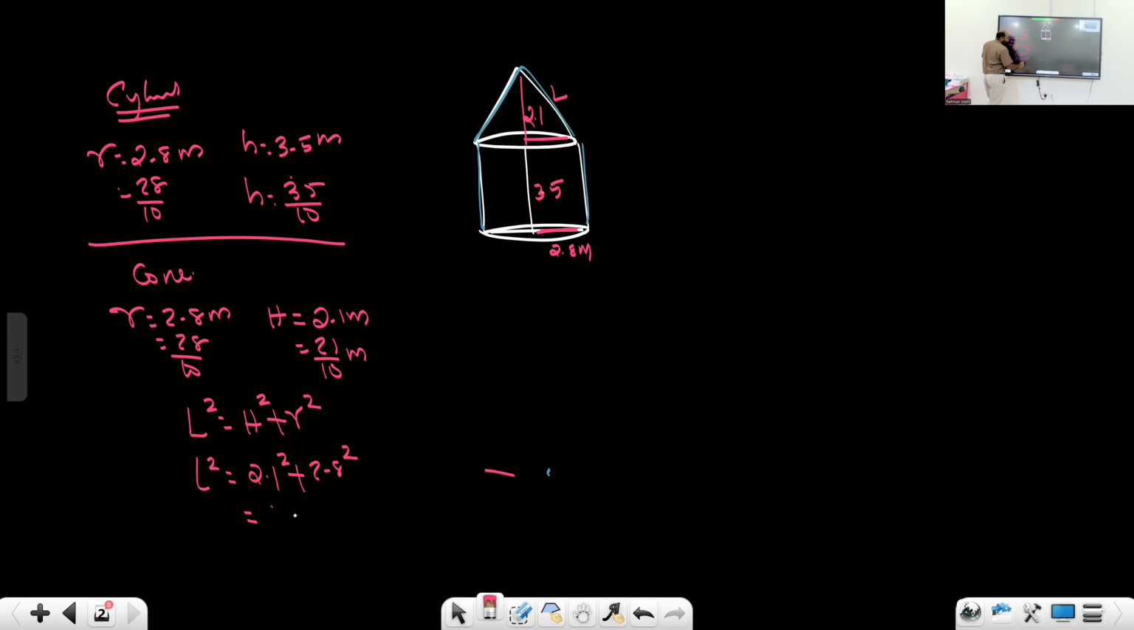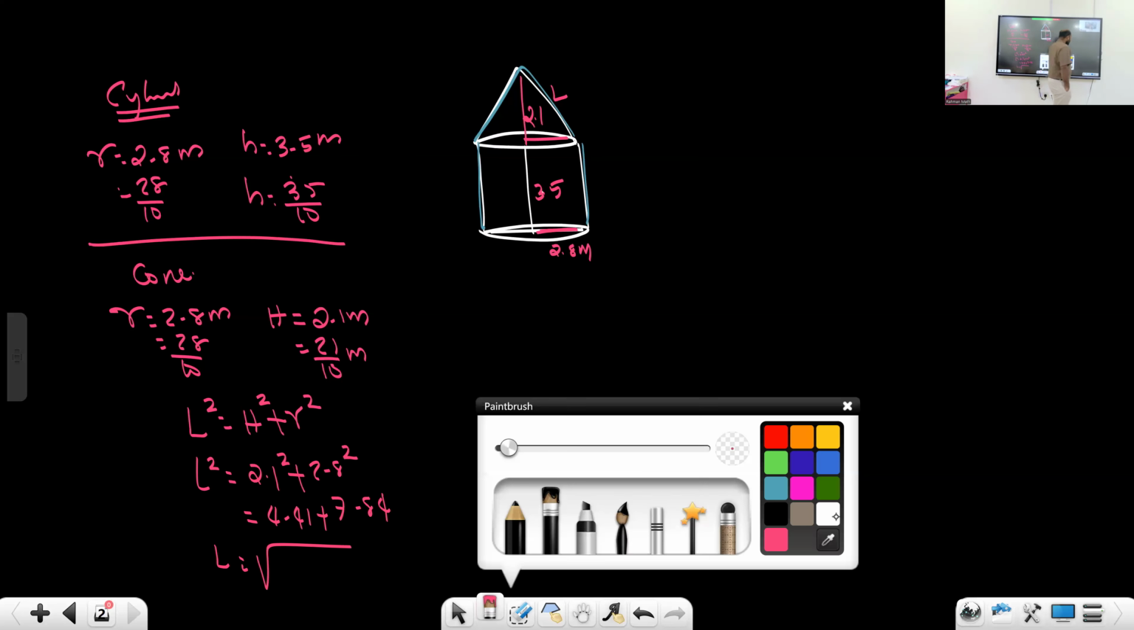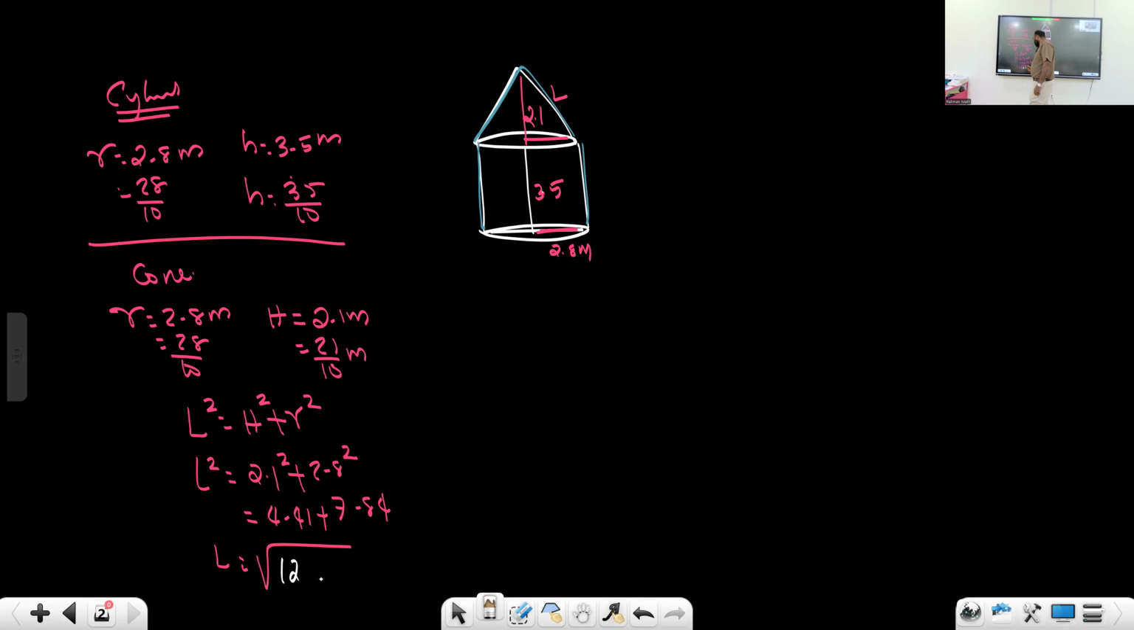This is 4.41, 7.84. L equal to root of, add it. L equal to root of how much? 12.25. Am I right? So that is 3.5. How to find square root quickly? I told you. L we got 3.5.